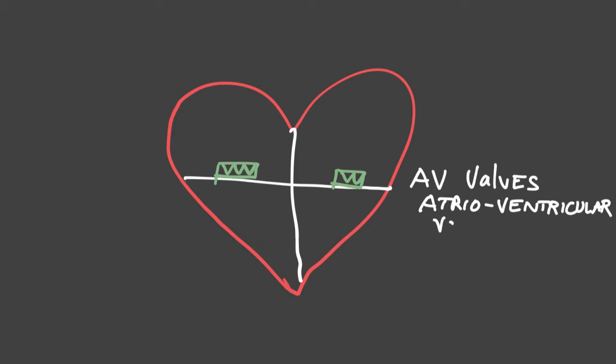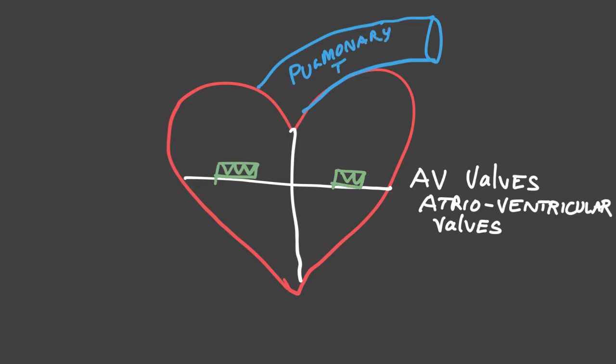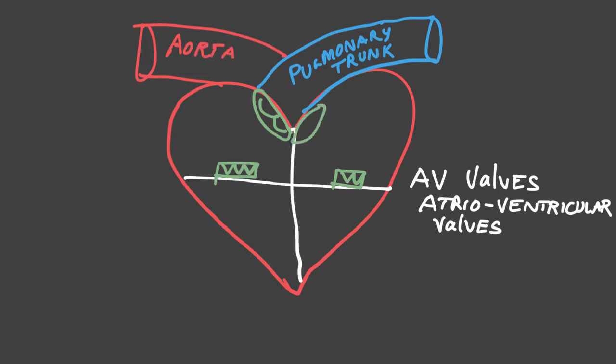The other set of valves are the opposite. They are found at the entry of the pulmonary trunk and the aorta. The valve that is found at the entrance of the pulmonary trunk is called the pulmonary valve. The valve that is found at the entry of the aorta is the aortic valve. Both valves have semilunar shape or half-moon shape, and so they are called semilunar valves or SL valves for short.